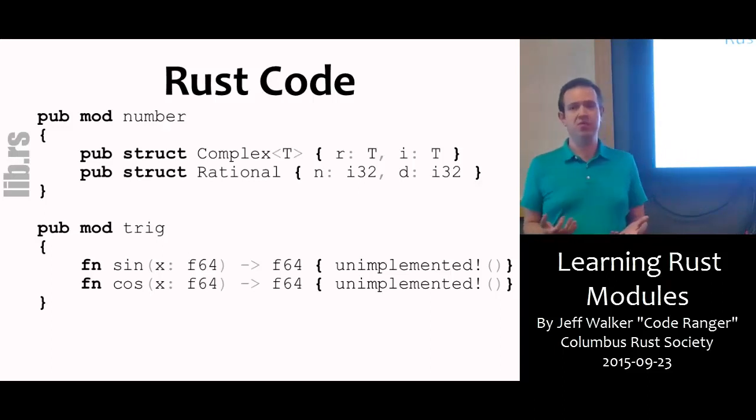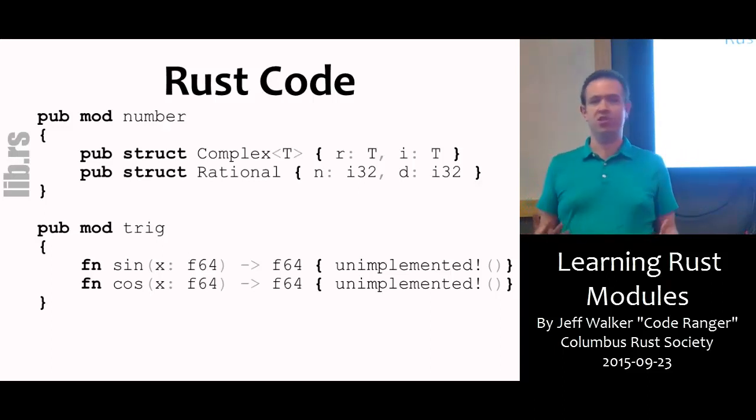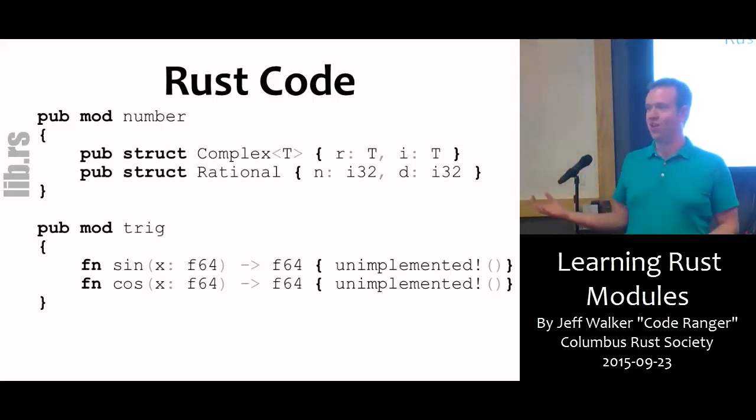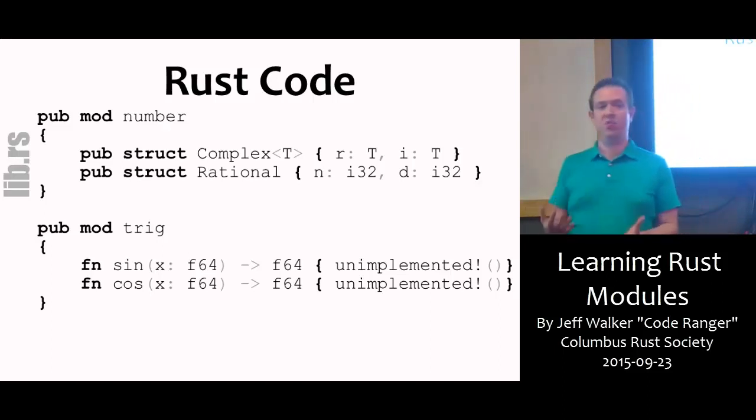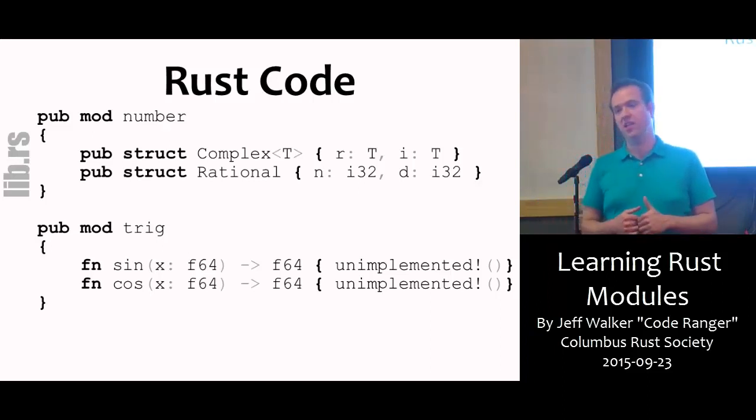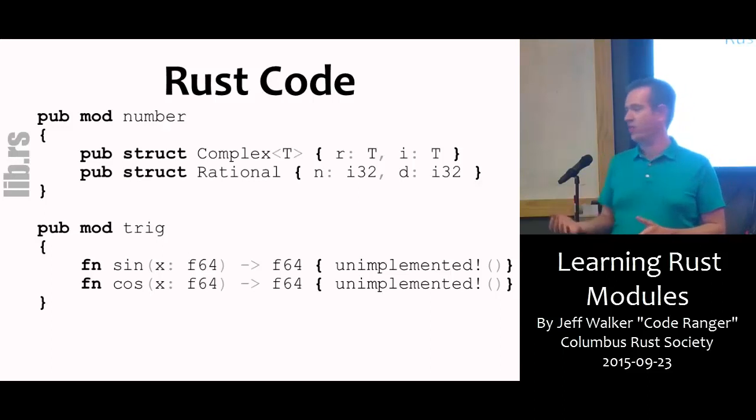But then the question becomes, okay, I'm used to putting my code in different files. I don't want to have all my structs in the same file. I don't want to have all my code in one file, right? This could be thousands of lines. So how do I break that apart? And that's when we start seeing the differences between Rust modules and C# namespaces.